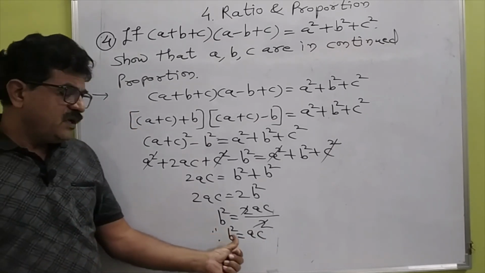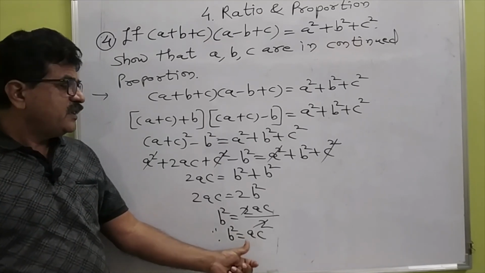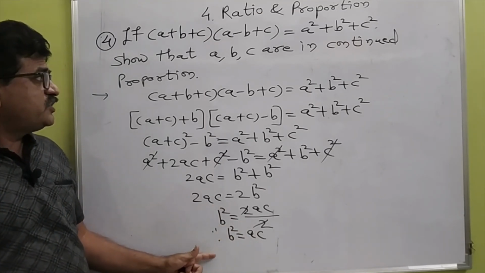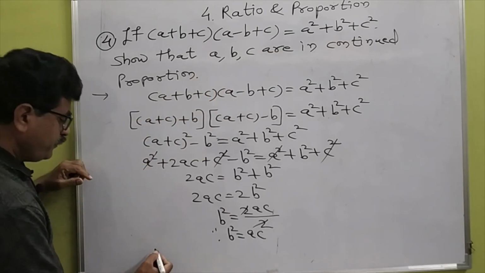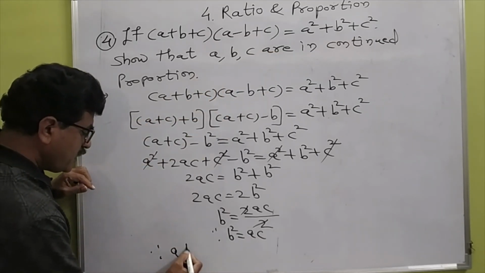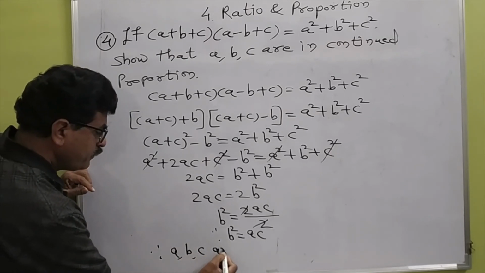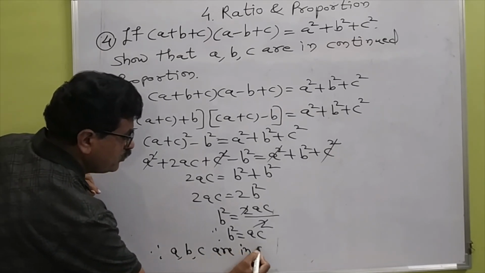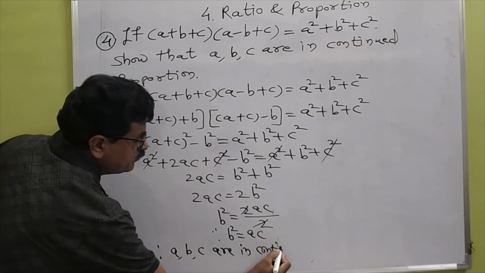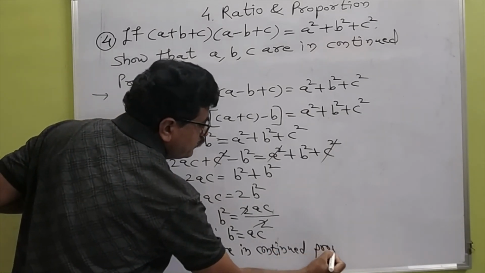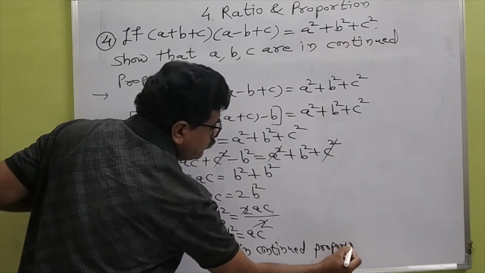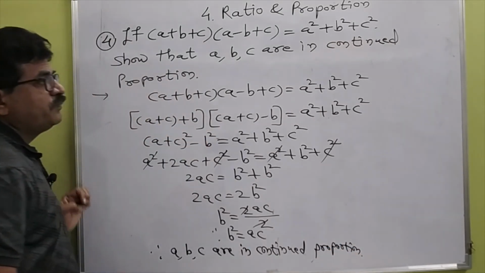And we know that if B square is equal to AC, then A, B and C are in continued proportion. Therefore A, B, C are in continued proportion. This is our answer.